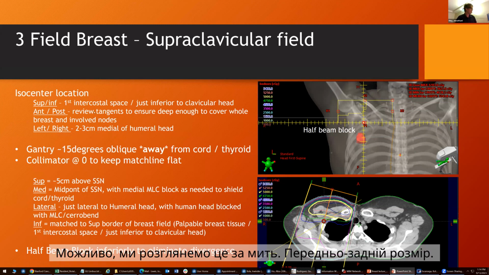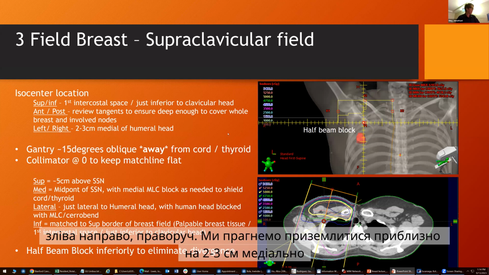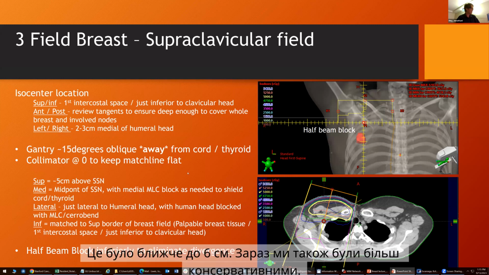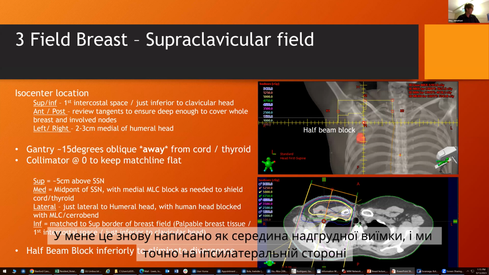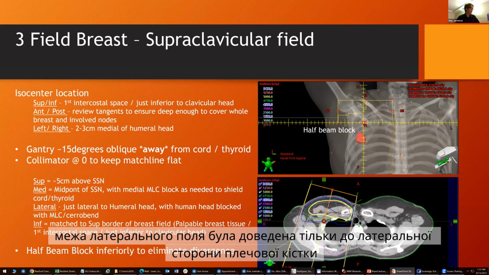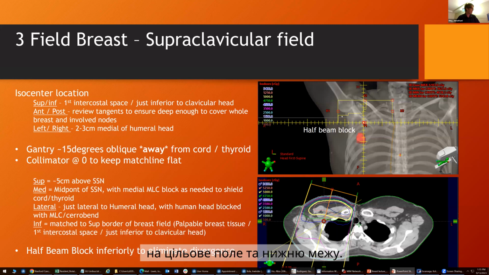The anterior posterior dimension, I really need to see the tangents to know exactly how far in this dimension to move it. Left to right, we tend to land about 2 to 3 centimeters medial of the medial aspect of the humeral head. And for our field borders, about 5 cm superior of the suprasternal notch is relatively typical. For this patient, it was closer to 6 centimeters. We were also more conservative. Right now, I have this written as the midpoint of the suprasternal notch again, and we are definitely on the ipsilateral side of that. But our doctor confirmed for us that we're treating all of the tissue that we needed to here. My lateral field border was brought just to the lateral side of the humeral head, but we're introducing this block to make sure that the humeral head itself is not being targeted by this field.